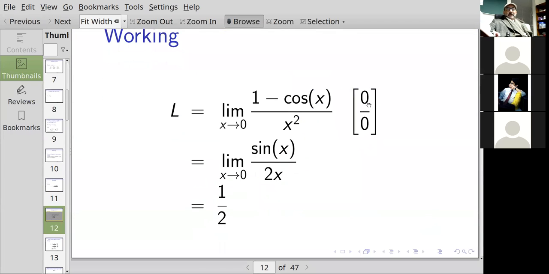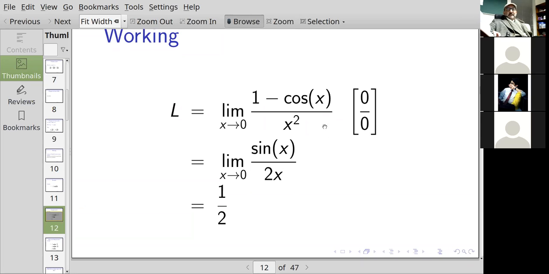When I write 0 over 0 in square brackets, that means that if I were to put in x is equal to x naught, which is 0 in this case, I would get 0 in the numerator and I would get 0 in the denominator. So I have a form that can be tackled by L'Hopital's rule.